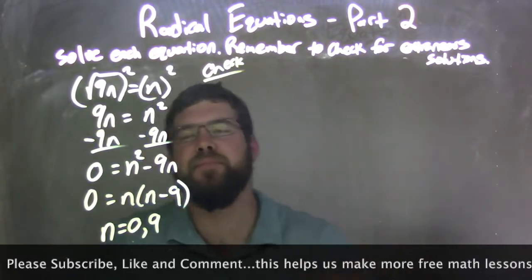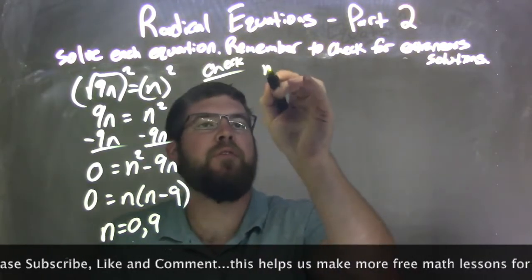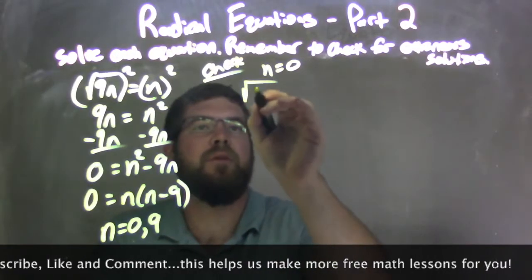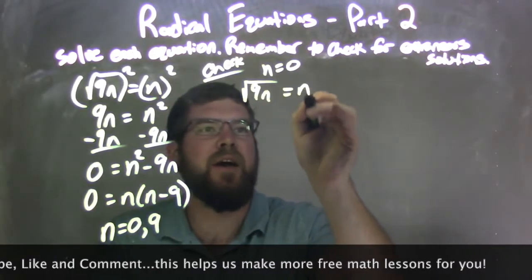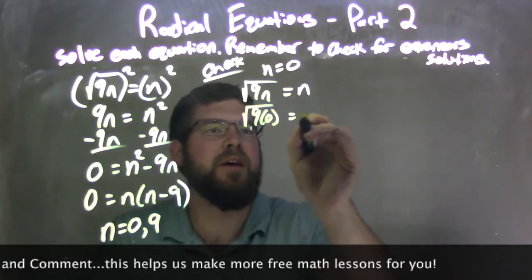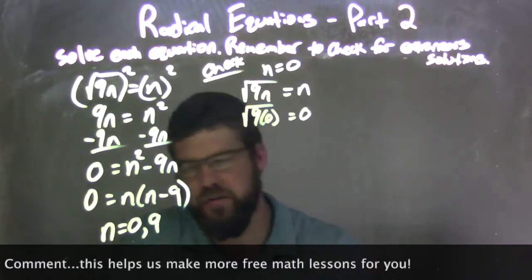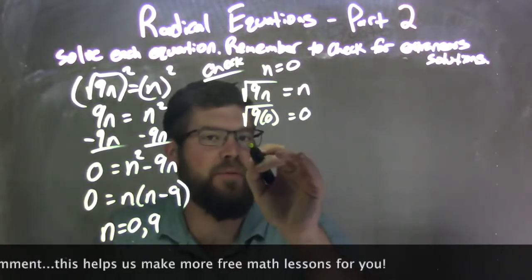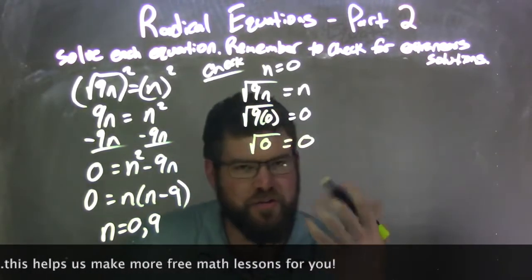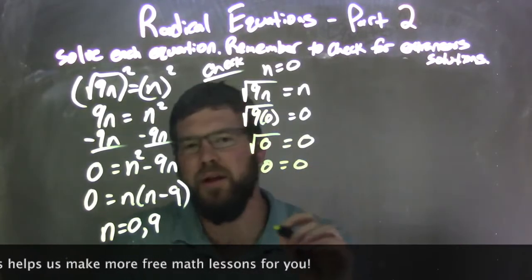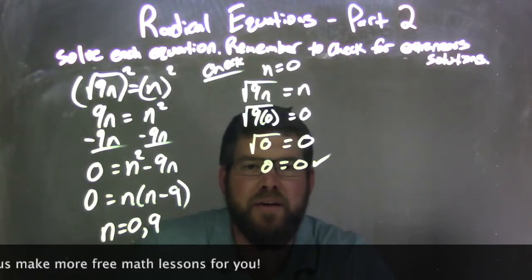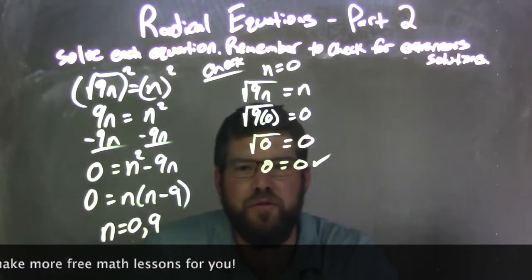for extraneous ones. So I'm going to take n equals 0 first. I'm going to substitute it into my equation here. So square root of 9n equals n. 0 goes in for n. Square root of 9 times 0 equals 0. 9 times 0, just like anything times 0, is 0. So we have square root of 0 equals 0. And the square root of 0 is just 0. Almost redundant, but it's all good. And they're equal, right? Left and right hand side are equal. 0 is a true solution.